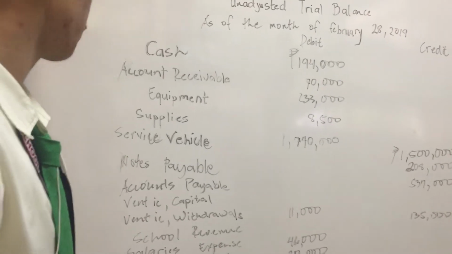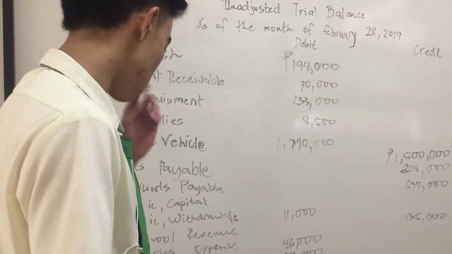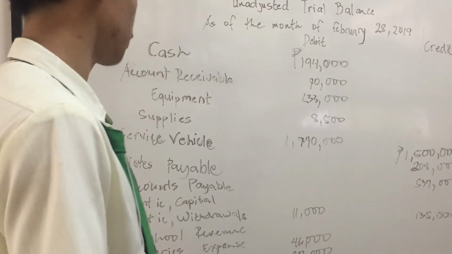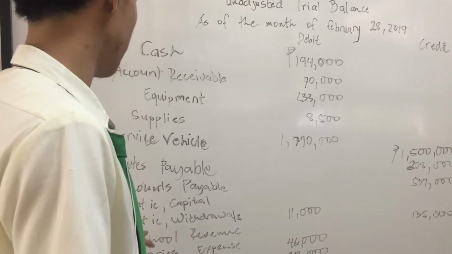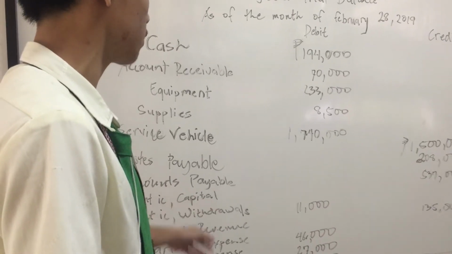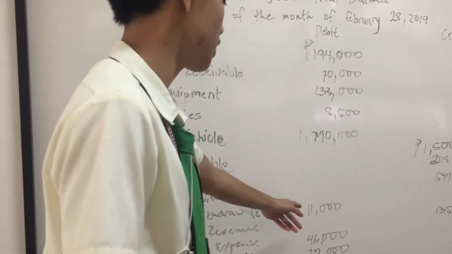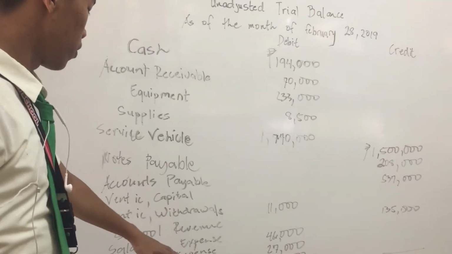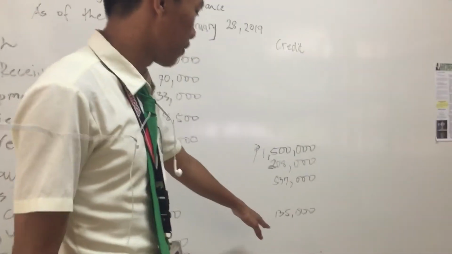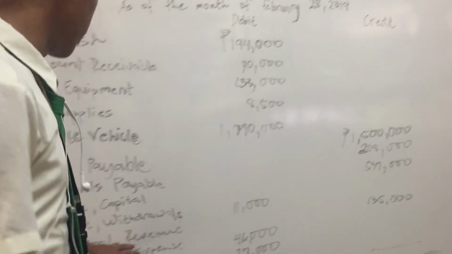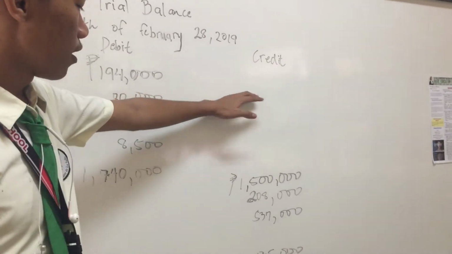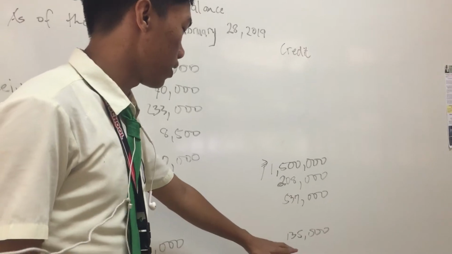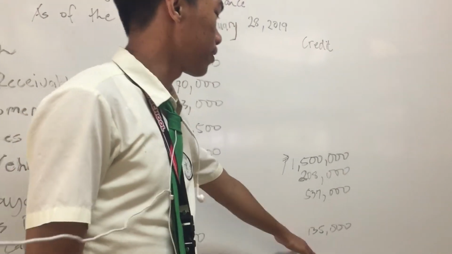Here, we have vintage withdrawals, and the normal balance of vintage withdrawals is debit. After that, we're going to put the end balance of the vintage withdrawals from the account. So it is 11,000 pesos, so you put it here. School revenue. School revenue, we have an amount of 135,000 pesos. The school revenue belongs to credit. Then copy the end balance of the T account, which is 135,000 pesos.